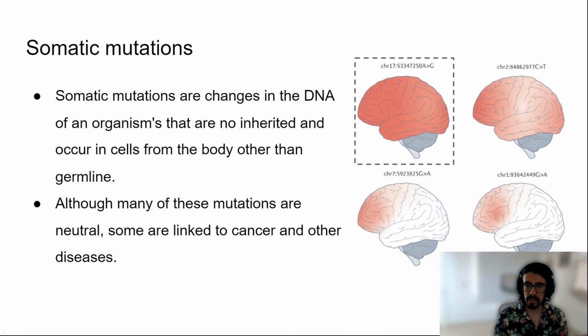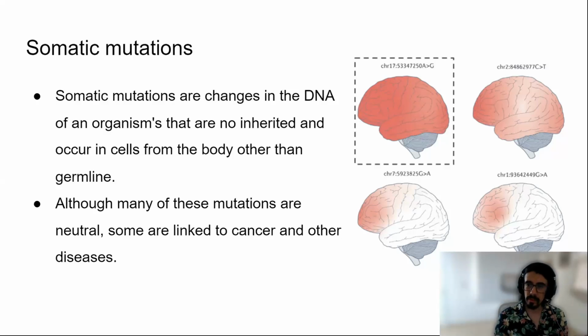What are somatic mutations? So these are mutations that occur in the DNA of an organism that are not inherited, meaning that they occur in the cells that are not from germline and they are not from their parents. Here we see 4 brains, one has a square. So you see that everything is red. So this is a germline mutation. It's present in every part of the tissue.